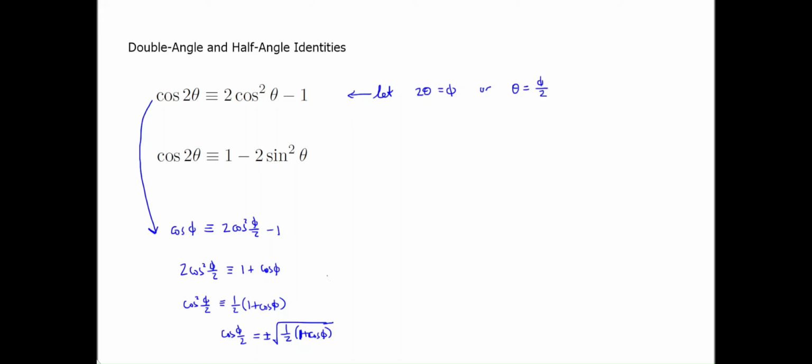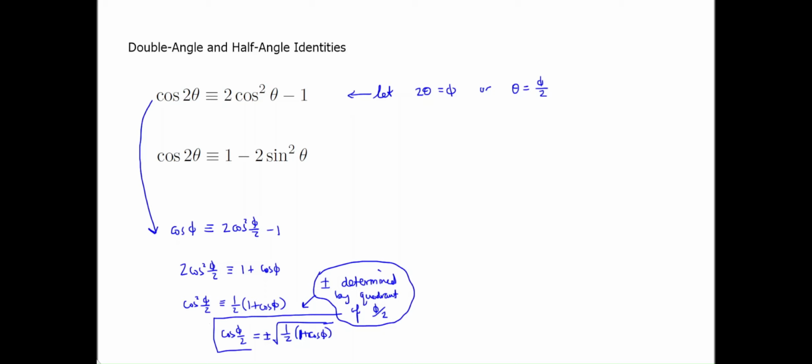Okay, so the plus or minus here is determined by the quadrant of phi over 2. So for instance, if phi over 2 is in the first or fourth quadrants, then we're going to have the plus. If phi over 2 is a second or third quadrant angle, cosine will be negative. We choose the minus. Okay, all right, so half angle identity.